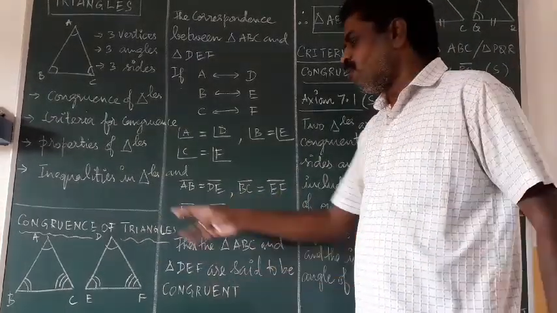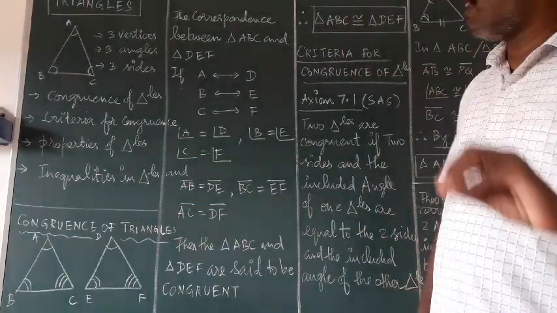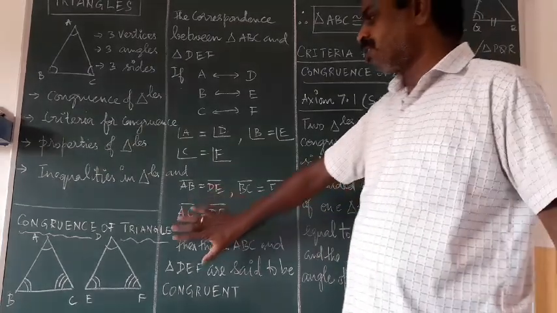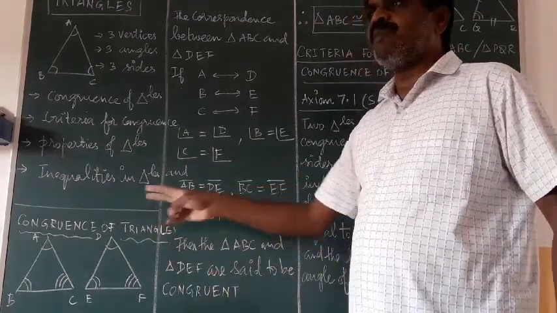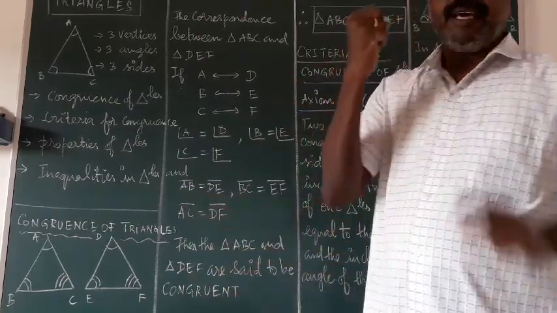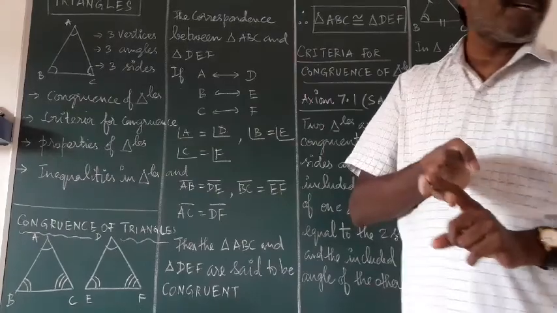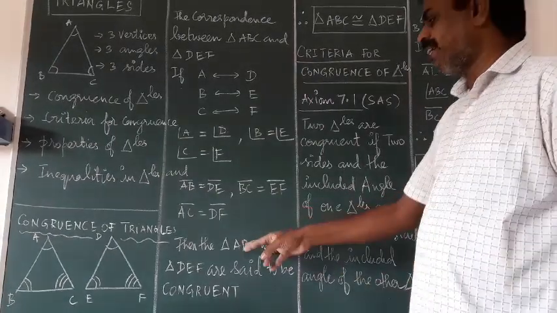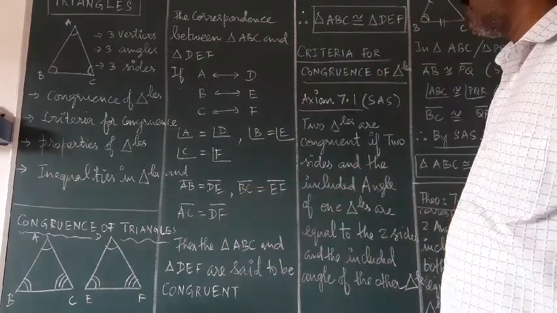What is the meaning? Both triangles are congruent. Congruent means same to same, equal. That is your first introduction part, congruency of triangles. What is that? Between two triangles, if the vertex correspondence, angle correspondence, and side correspondence are equal, then both triangles are said to be congruent. Okay, that is our first part.